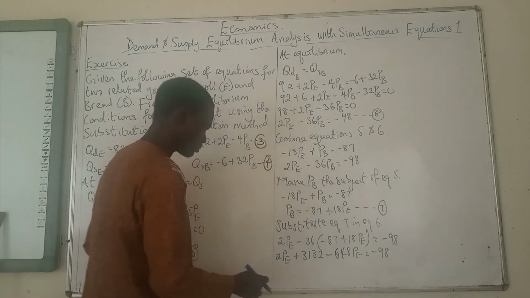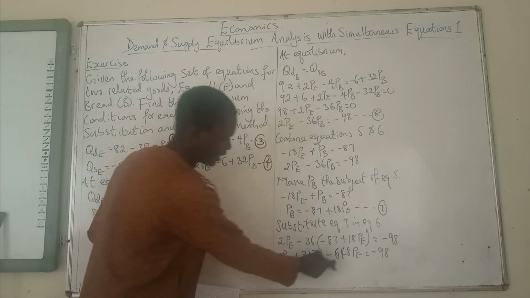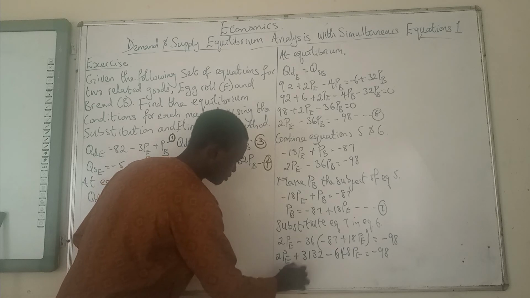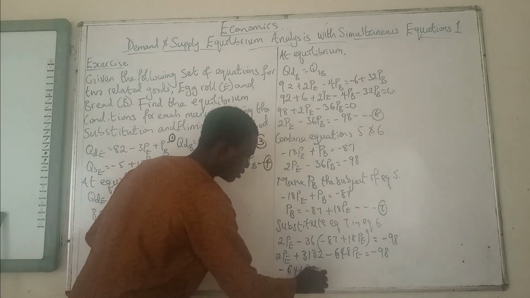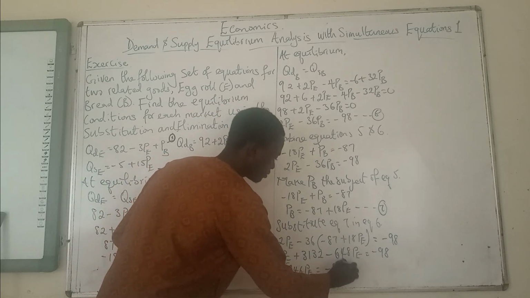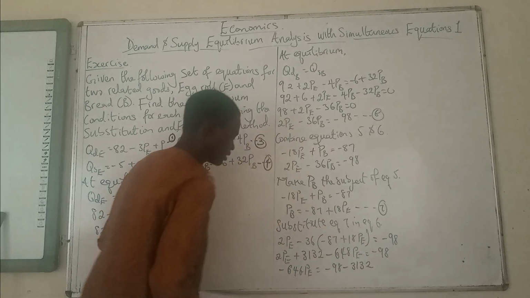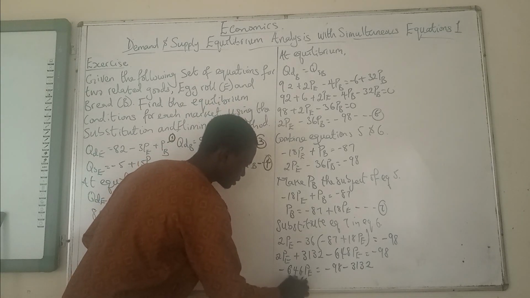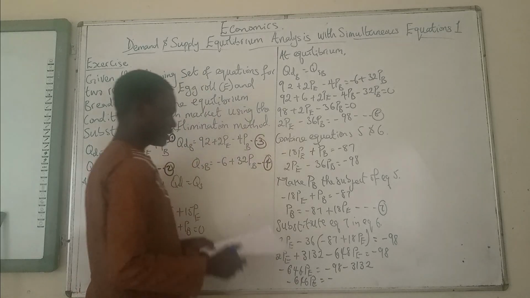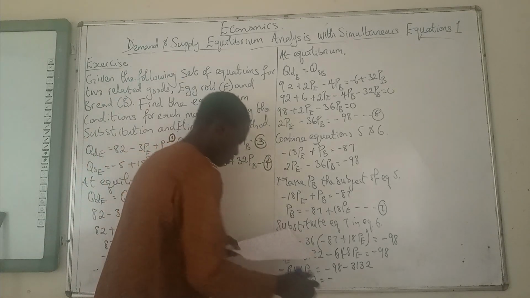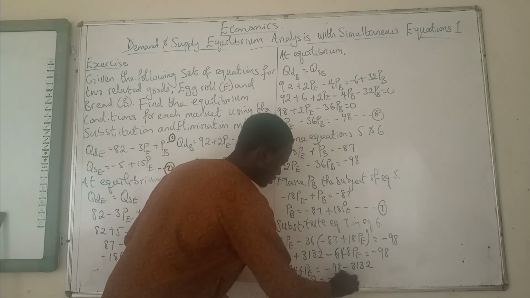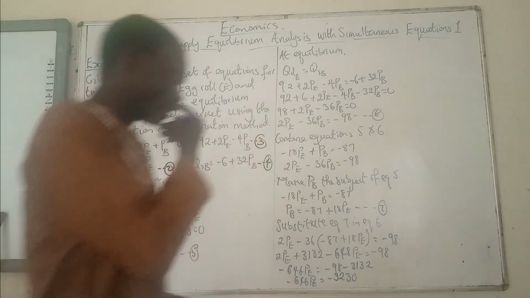So we have 2 PE minus 648 PE, that's going to give us minus 646 PE, equals minus 98, then this 3132 moves over and becomes minus 3132. So we have minus 646 PE equals minus 98 minus 3132. This gives us minus 3230. So we just divide both sides.